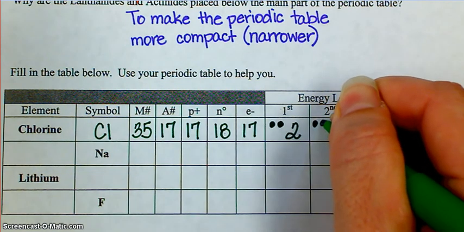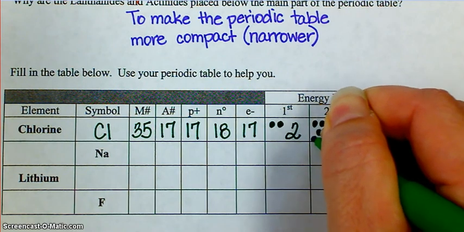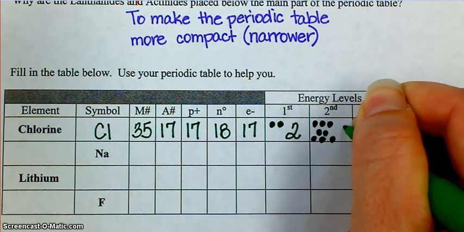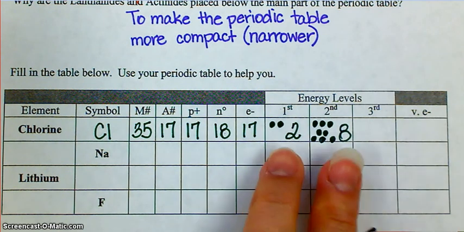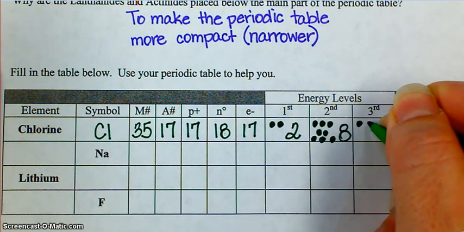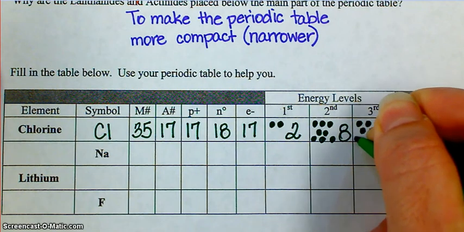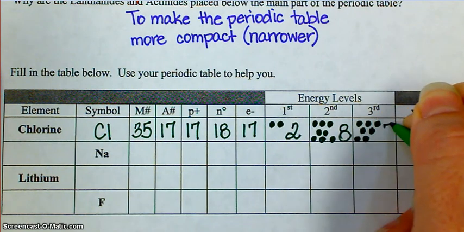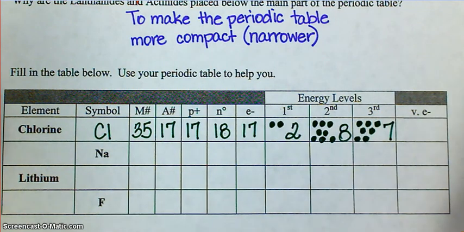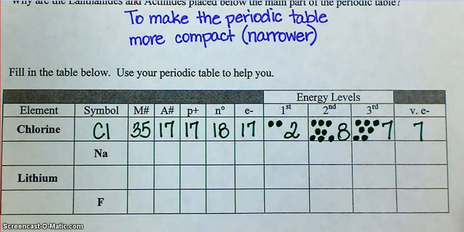How many electrons can I put in the second energy level? 8. And then it is full. So I have placed a total of 10 electrons so far. How many am I left with? 7. Those final 7 go in the third energy level. How many valence electrons do I have? 7. It's just whatever is in the outermost energy level that you used. That's it.